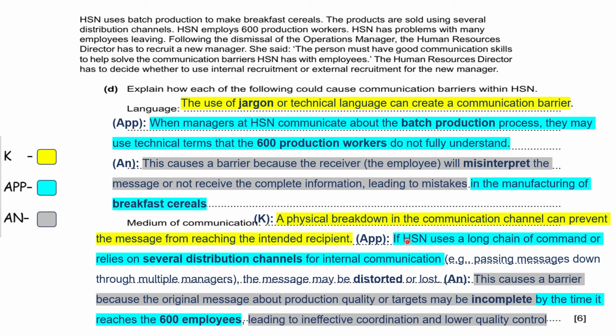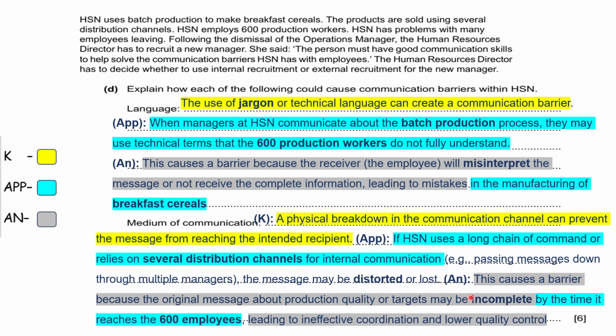So I'm going to start explaining how a communication barrier can happen through a physical breakdown. Let's say HSN is using a long chain of command. As mentioned in the case study, they are using several distribution channels and they are also having communication problems. If HSN uses a long chain of command or relies on several distribution channels for internal communication, for example passing messages down through multiple managers, the messages may be distorted or lost. So this is the application with respect to what is happening in HSN.